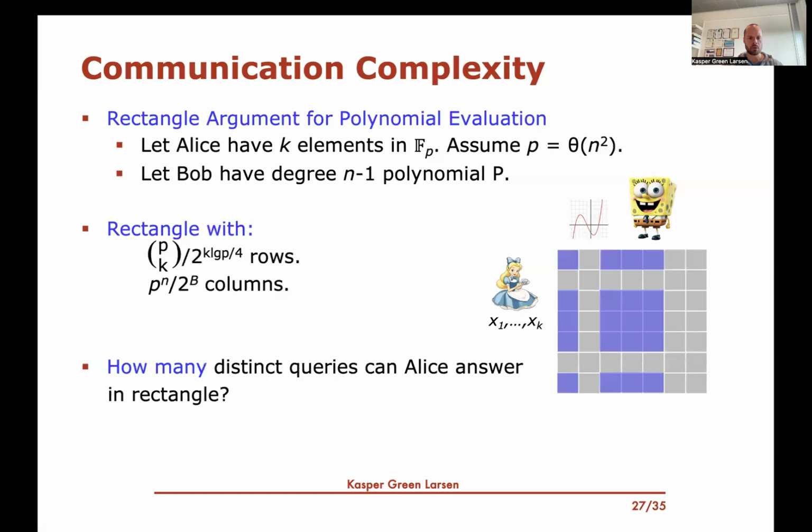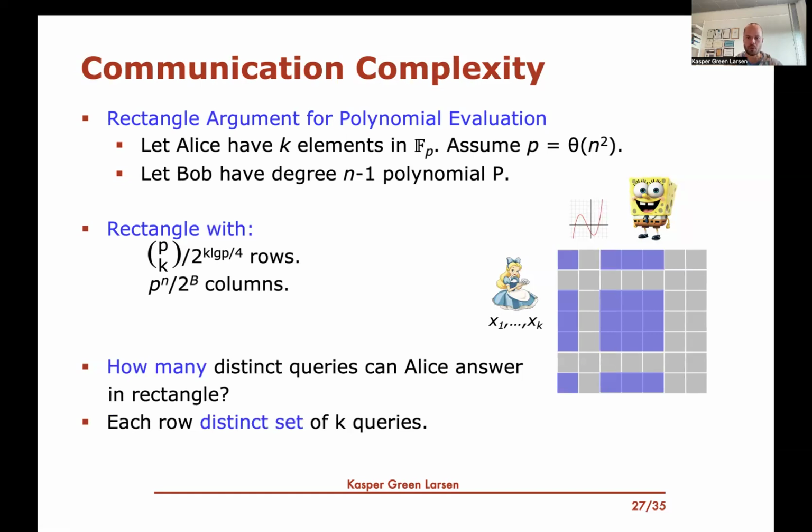So let's have a look at these numbers. In particular, Alice can answer a whole lot of sets of k queries, right? But these are all sets of queries. So now we could ask ourselves, how many distinct individual queries can she actually answer inside this rectangle? Because each of the sets may overlap, so you might answer the same query in multiple sets. So we're asking how many distinct queries can Alice answer inside this rectangle? And we'd like to show that this is a large number of distinct queries.